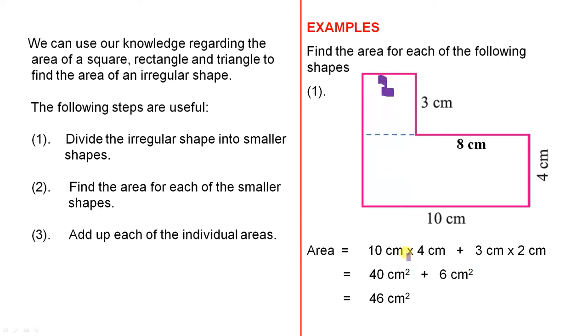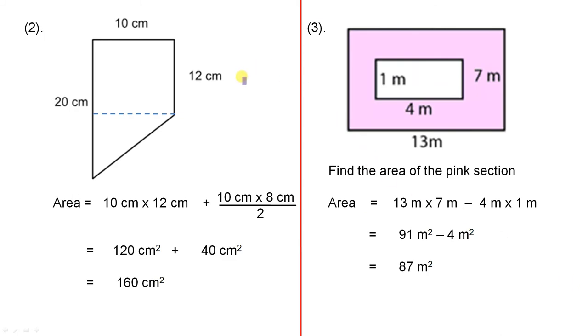So the area will be 10 centimetres times 4 centimetres, which gives us this rectangle, plus 3 centimetres times 2 centimetres, which gives us that rectangle. So that's 40 square centimetres plus 6 square centimetres, and that's 46 square centimetres. So we followed each of those steps to find the answer. Next example.